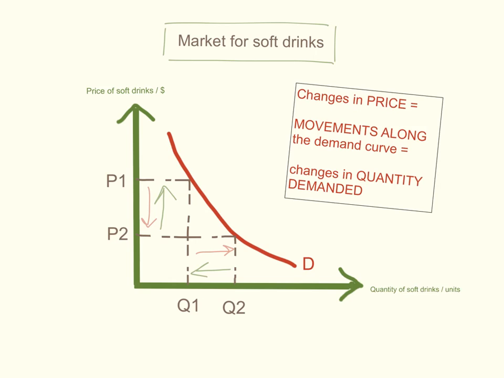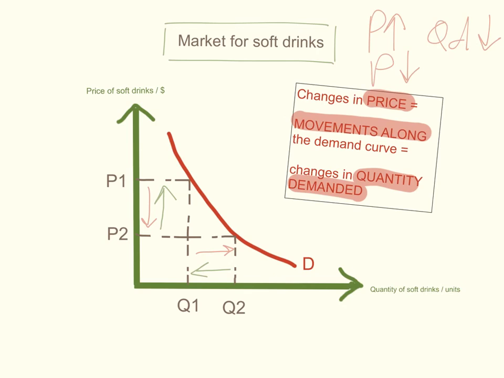Now we know that when there is a change in price, this will cause a movement along the demand curve, which will result in changes in quantity demanded. It's very important to use these terms. Changes in price, so price rises or price falls. We know that when price rises, quantity demanded will decrease. When price falls, quantity demanded will increase. And these are represented through movements along the demand curve. So changes in price cause movements along the demand curve from one point to the other.